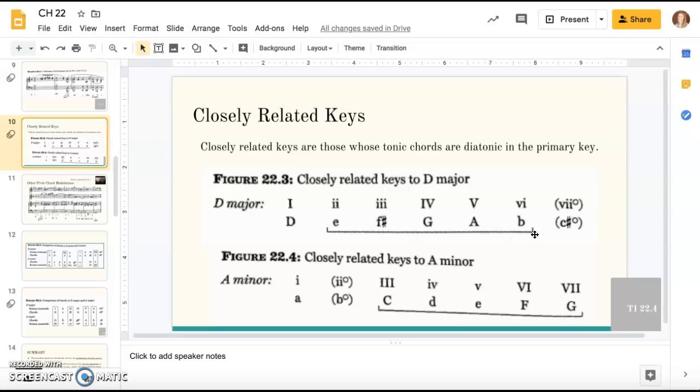If you think about the key signatures of these chords, you'll notice that the key signatures are very close to D major. Usually a closely related key is considered to have the same key signature, so like a relative minor, or an extra or one fewer accidental.